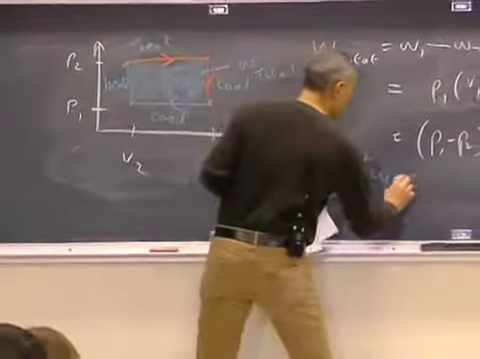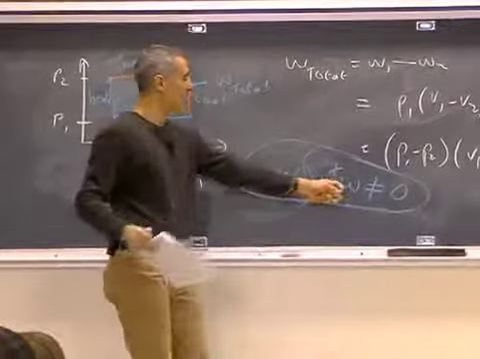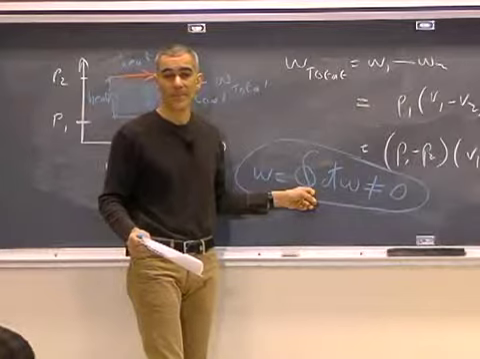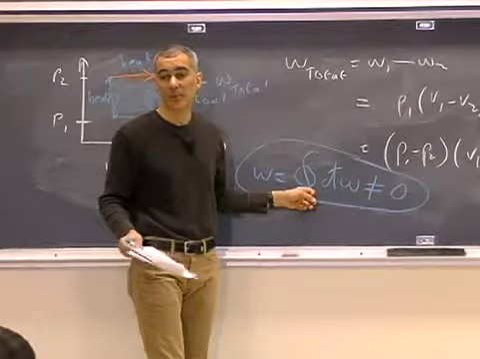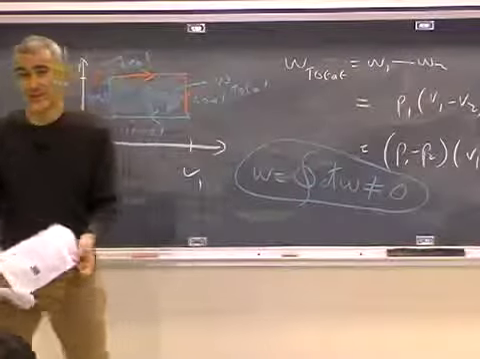Right? This is not 0. If you had an exact differential, the exact differential around a closed path, you would get 0. You wouldn't care what the path is. Here, this cares what the path is. So work is not a function of state.